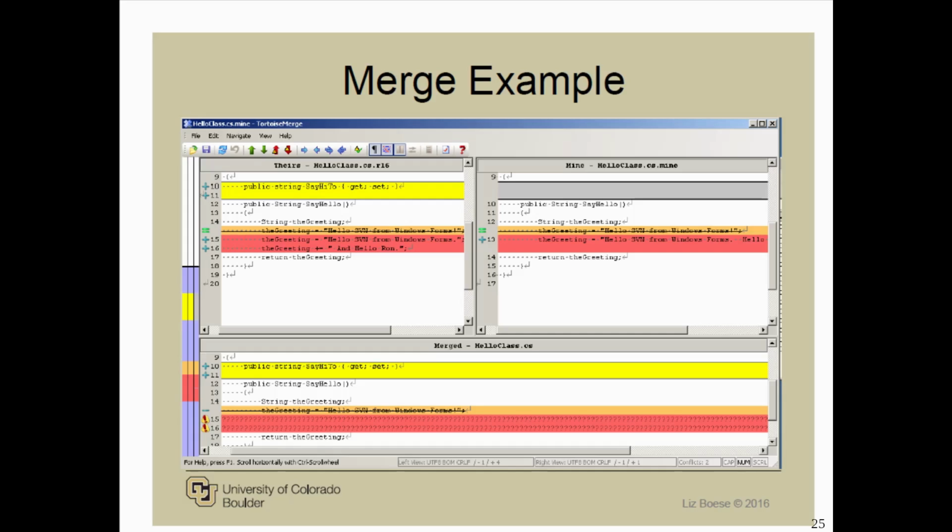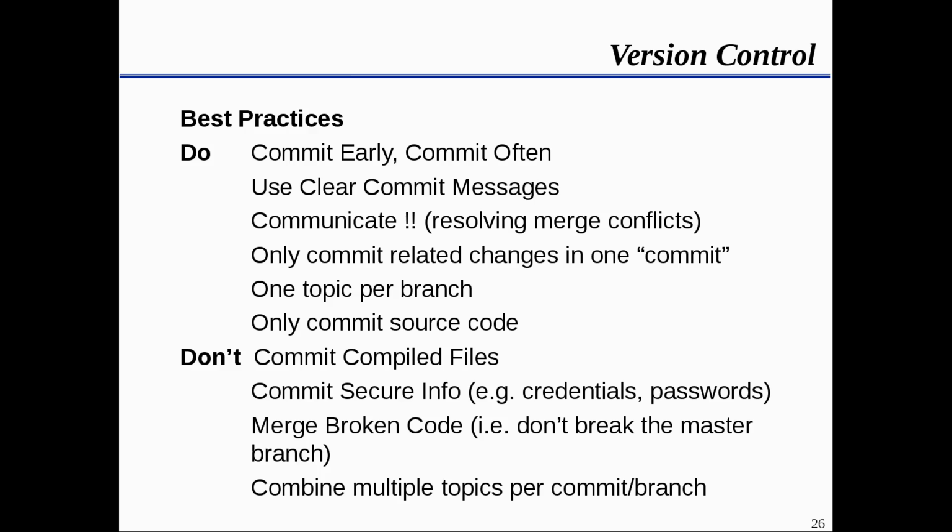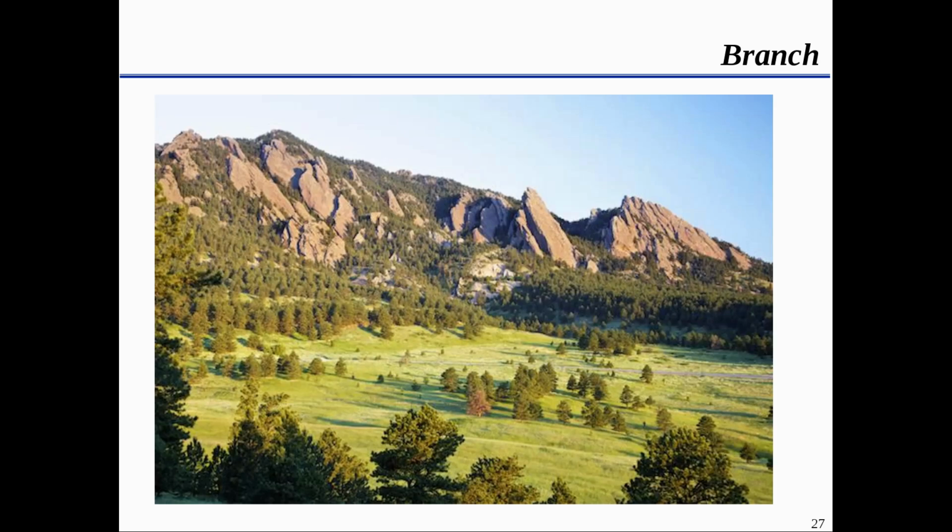And so you can accept either one of these versions or the merged version. So best practices when using version control is to commit early and commit often, use clear commit messages, communicate when resolving merge conflicts, only commit related changes in one commit, one topic per branch, and only commit source code. The things you don't want to do is commit compiled files, commit secure info, credentials or passwords, merge broken code, don't break master, never break master, and combine multiple topics per commit branch.